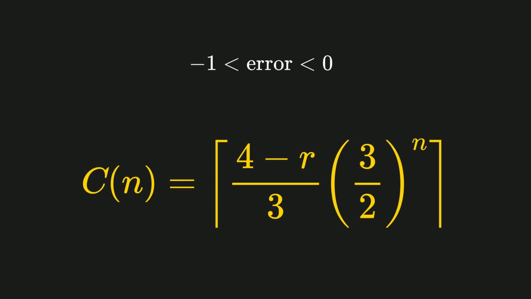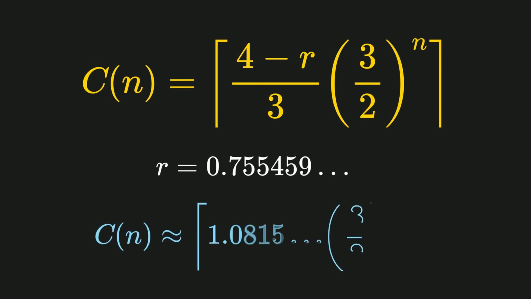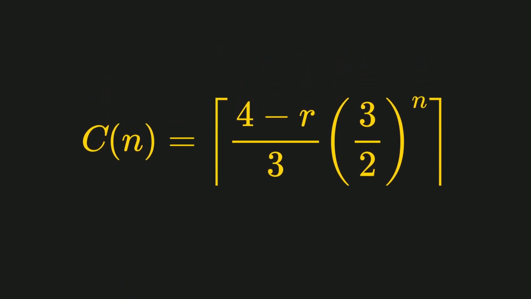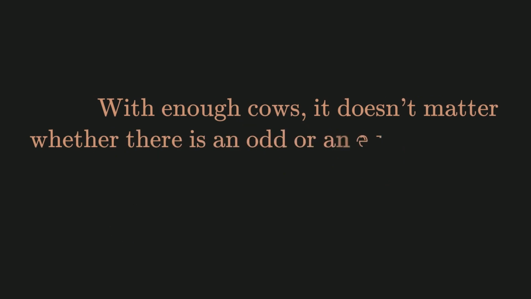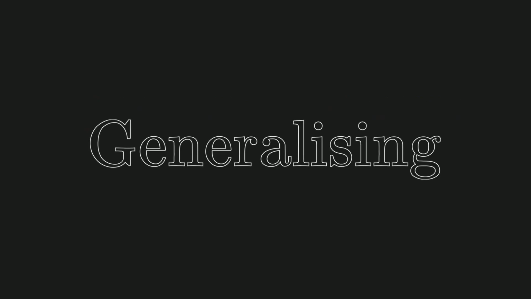Ignoring the ceiling function, the growth rate is 3/2, and plugging in r equals 0.755 in decimal, we see that everything's multiplied by approximately 1.08. The ceiling function is responsible for the slight fluctuations, but as C gets suitably large, this becomes negligible. With enough cows, it doesn't matter whether there's an odd or an even number. Phew, that was a lot.